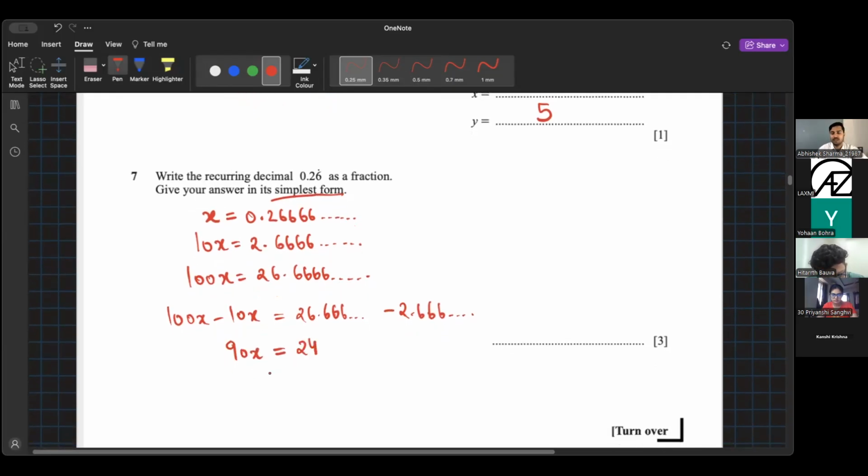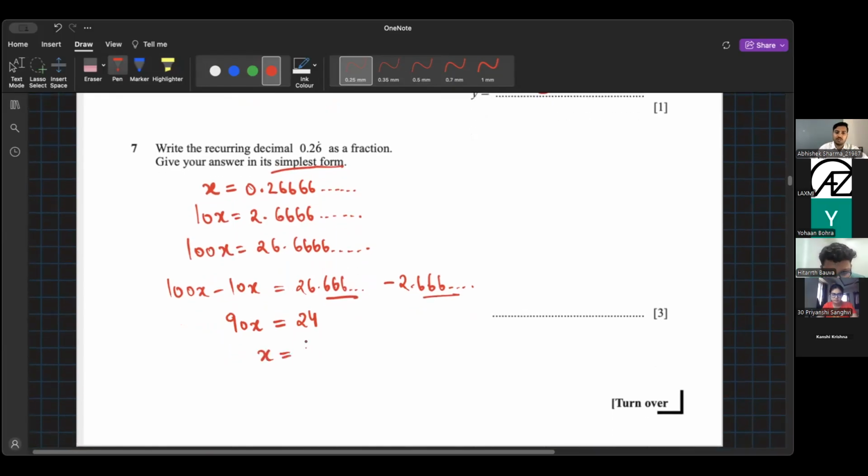Now we can simplify this equation because 0.666 is completely eliminated, right? So now x is equal to 24 over 90. Let's cancel out with 3. 3 3s are 3, 3 8s are 24, then 2 4s are 8, 2 15s are 30. 4 upon 15 will be the answer now. Clear?